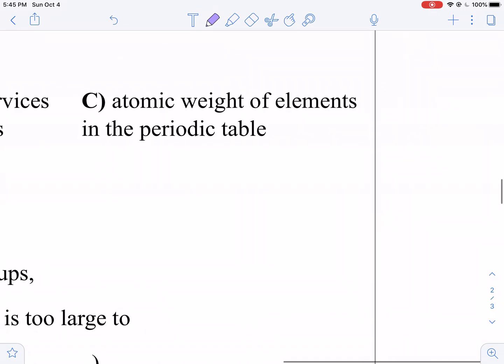And then finally, the atomic weight of elements in the periodic table. Although there are over 100 different elements, we are only measuring one thing. We're measuring their weight. That is univariate.